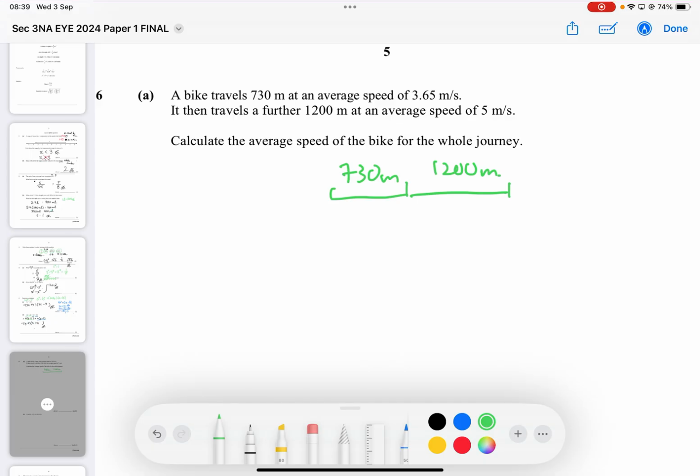Okay? The individual time that is taken, I don't know. But I know the speed. At a speed of 3.65 meters per second, first part. Speed of 5 meters per second, second part. If I want to calculate average speed for the whole journey, we come back to the definition. Speed is distance over time. If I want the average speed for the whole journey, it means I don't care about the individual parts. I only care about the total distance divided by the total time. I just want to know the total distance and the total time. Right now, I know the total distance. Total distance is this one plus this one. Quite straightforward. Okay?